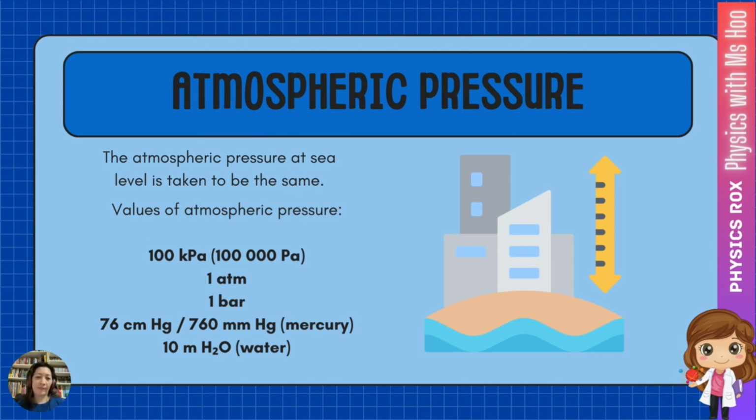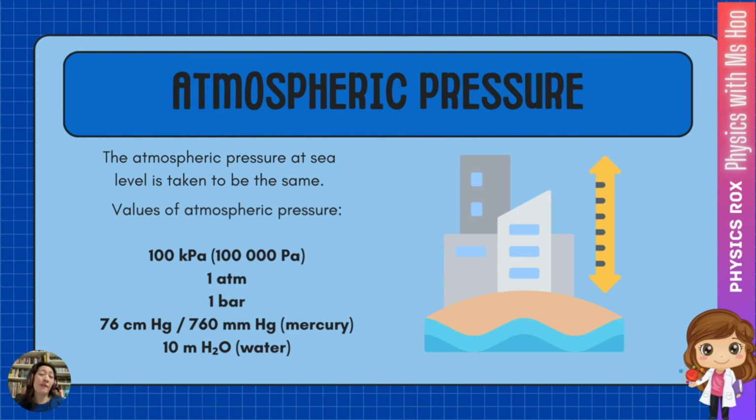So because the atmospheric pressure at the sea level is taken to be the same, the measurements have already been taken all over the world. There may be some differing values because we're not all exactly at the same level, but we kind of round up because it makes it easier for calculations and for comparisons.